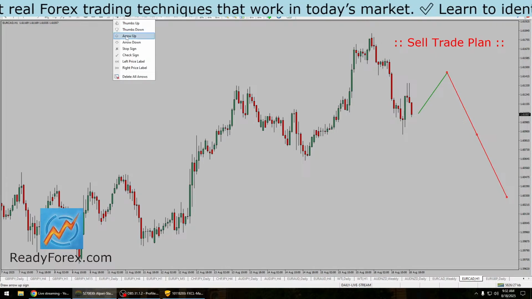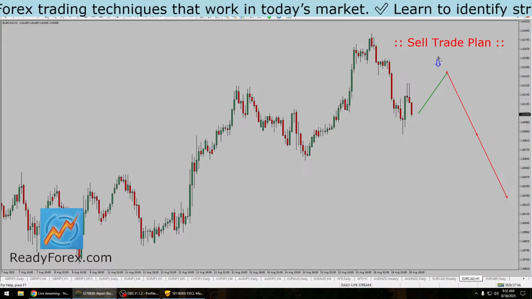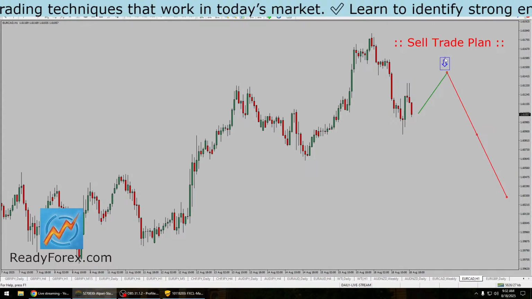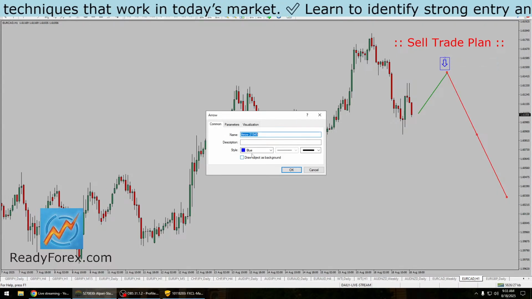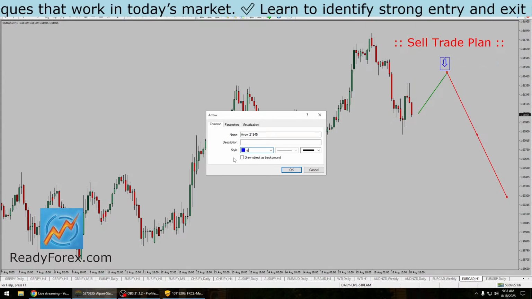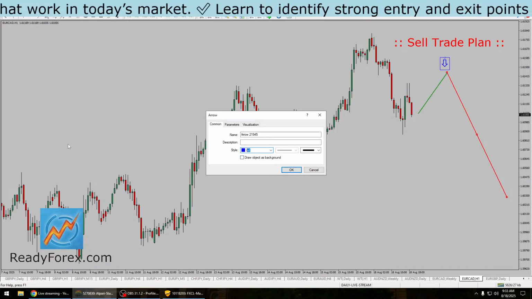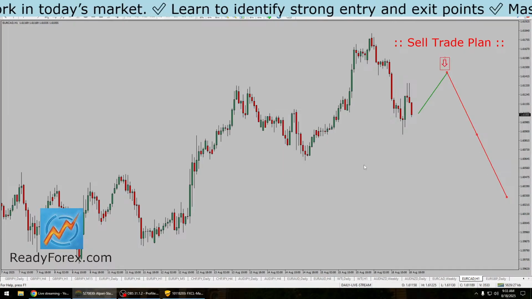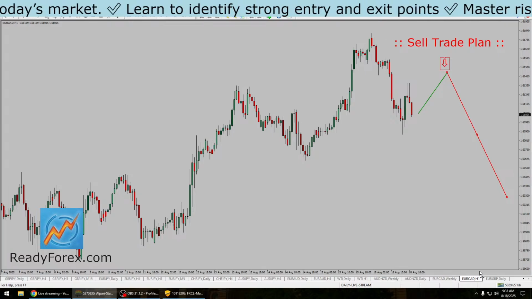Okay, so this is my sell trade plan in EURUSD. Wait for a pullback in the market for a sell trade in the euro versus CAD currency pair.